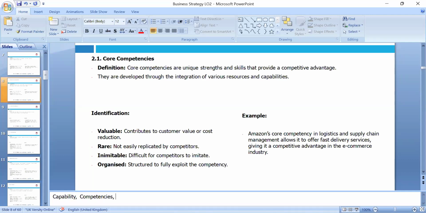So valuable means contributing to customer value. We can look at rare, meaning not easy to replicate. So we have the VRIO model.